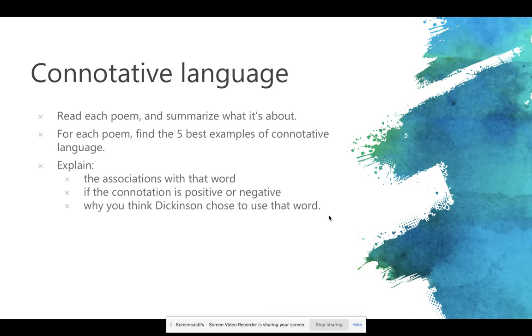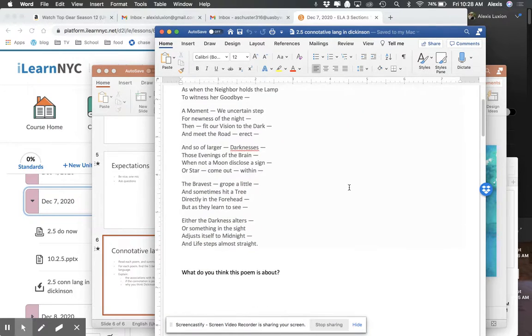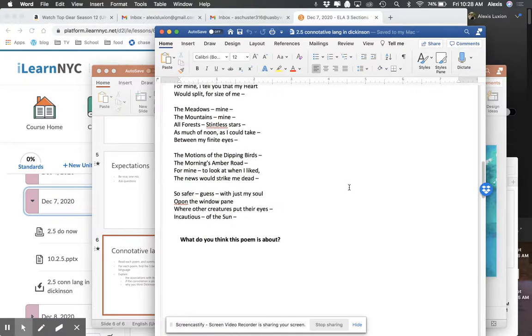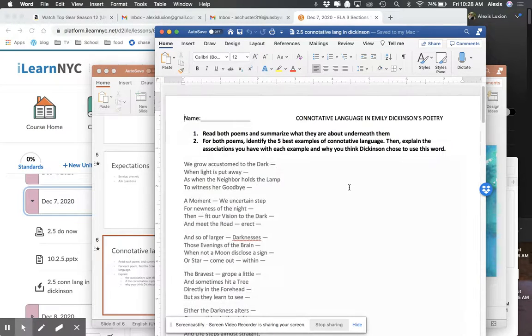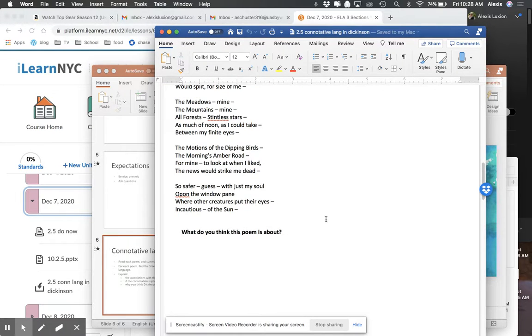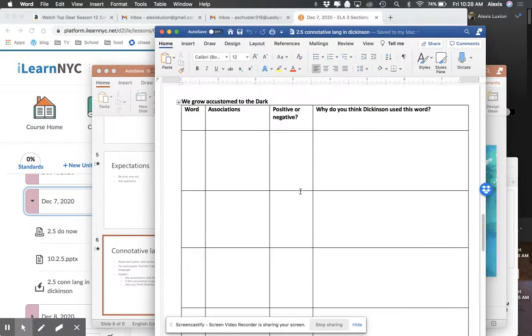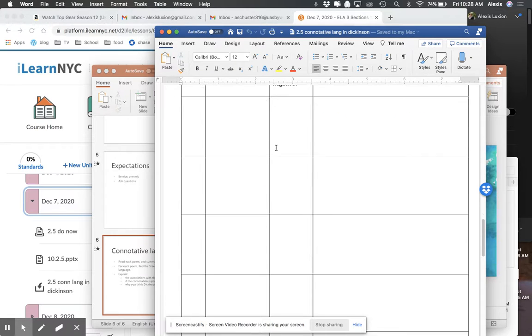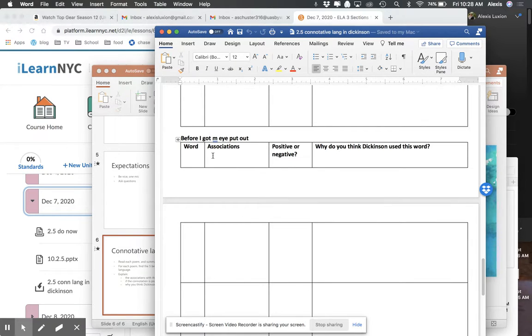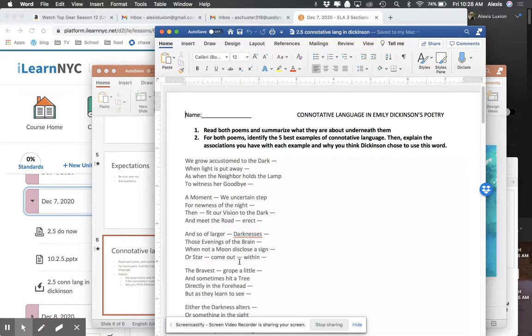All right, so you're going to go into your iLearn and you're looking for 2.5 connotative language in Dickinson. And I'm going to read both the poems and summarize what they are about. Then you'll see in your worksheet, you have poem one and then the second poem, and in each, there's a place for you to summarize what it's about. And then there are places for you to do the connotative language. So the first poem, We Grow Accustomed to the Dark, and the second poem, Before I Got My Eye Put Out. Okay? So we'll go through all that together. I'll make sure it's super, super clear to you.